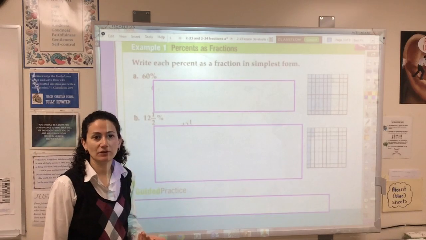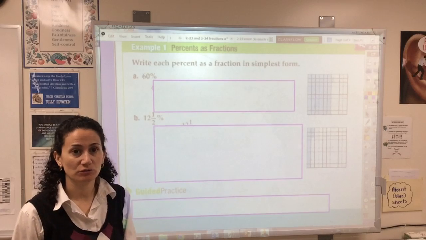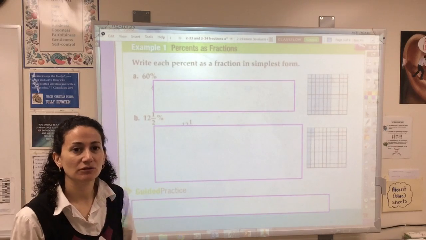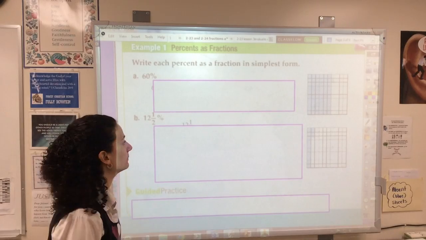Make sure when you're taking notes on a video that you write down all the examples in your journal or on your note sheet and then transfer it to your journal. And make sure you try all the practice problems and bring them to class tomorrow.